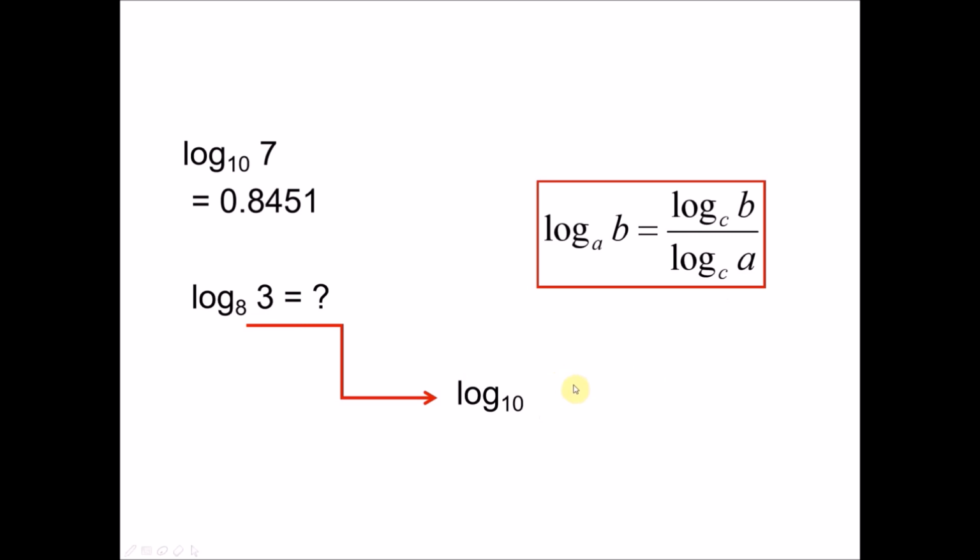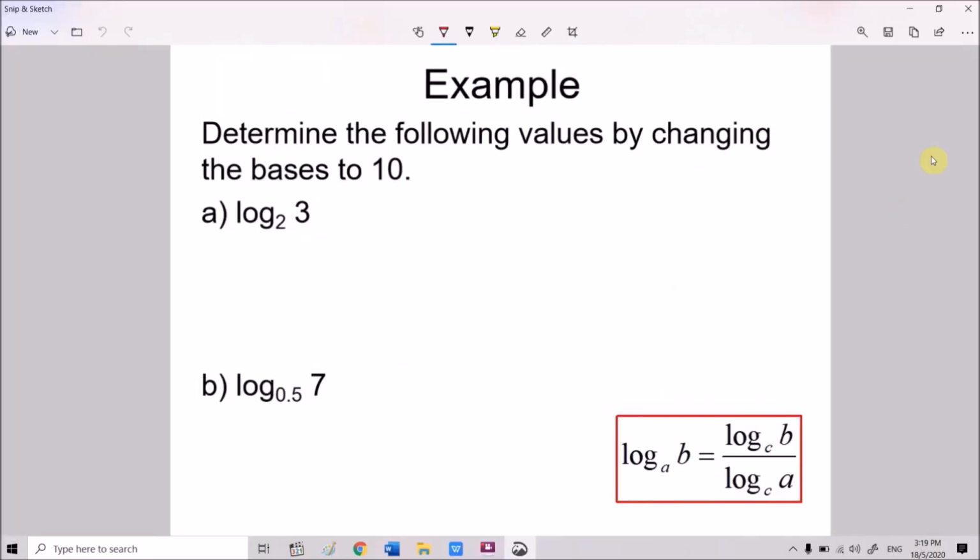Maybe you're still confused, we look at the examples. Example, determine the following values by changing the base to 10. Okay, so for a here, we have a log with base 2. When we want to change the base for any reasons, we can use this formula. So we rewrite this, it is equal to, you see here, log base c. Base c is the value that we want, which is 10 here. So we rewrite this as log base 10, because 10 is the value that we want. And the 3 here, we write here, the 2, we write here.